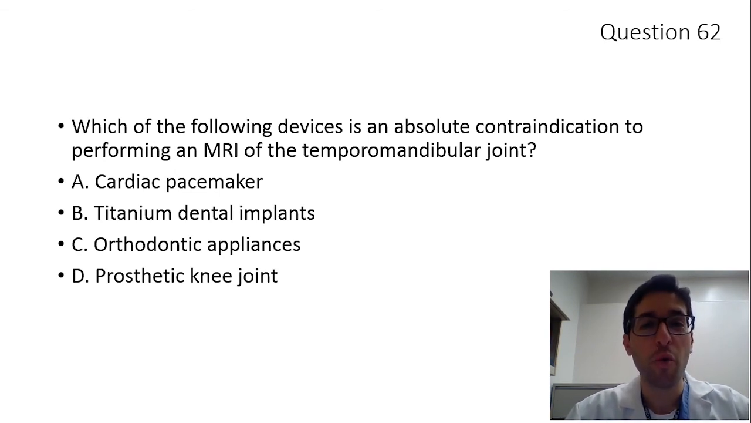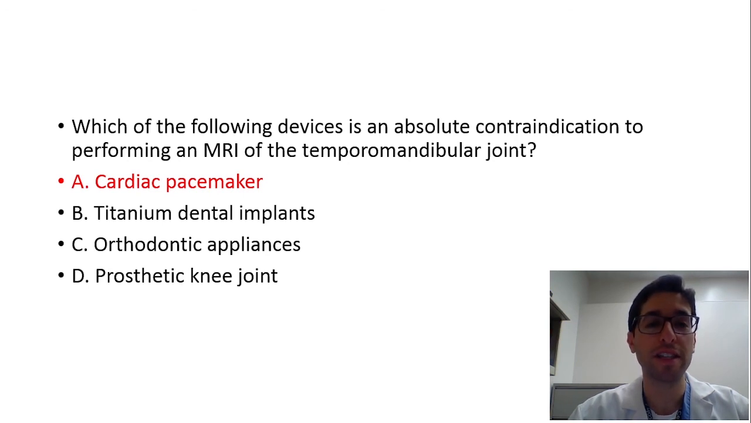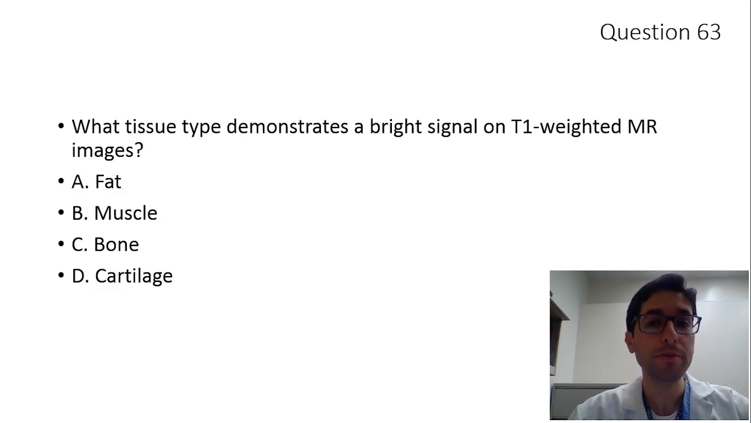62, we're nearing the end. What is contraindicated to an MRI? You probably know this from every time you send a patient to get an MRI. They ask you, is there any implantable cardiac devices? Because that could be magnetic. Titanium dental implants, no, that's not going to be a problem. Knee, no, all that stuff is not magnetic. Cardiac pacemaker, the leads could be, and that could be very dangerous.